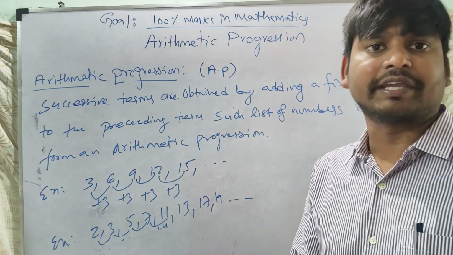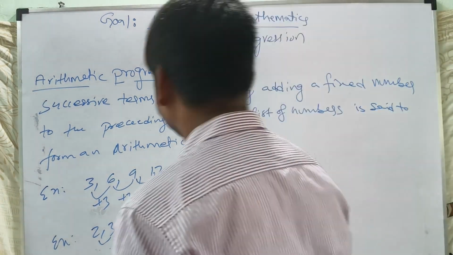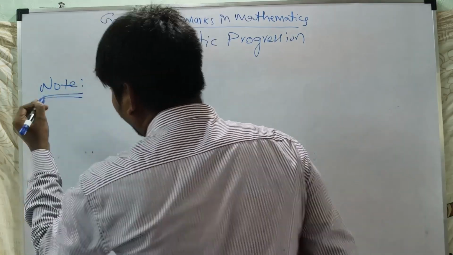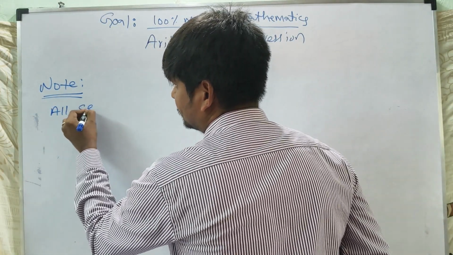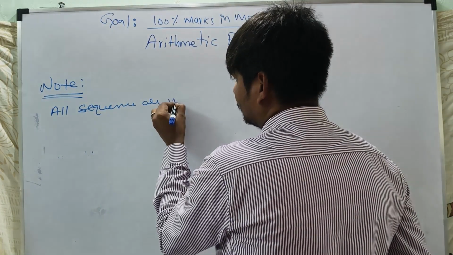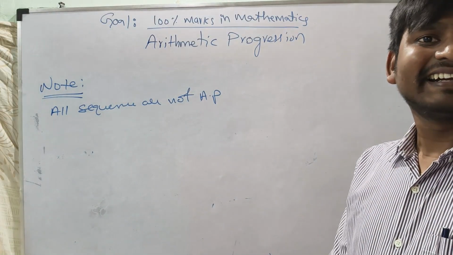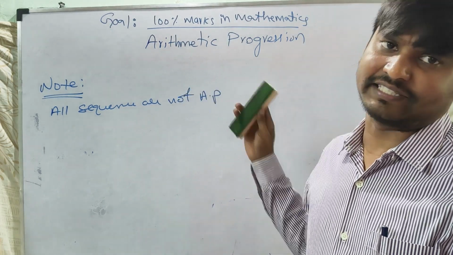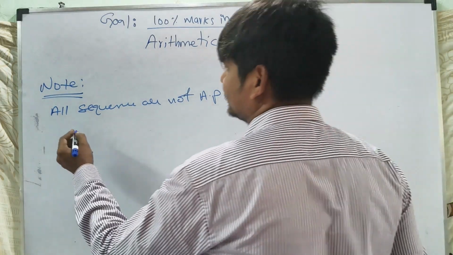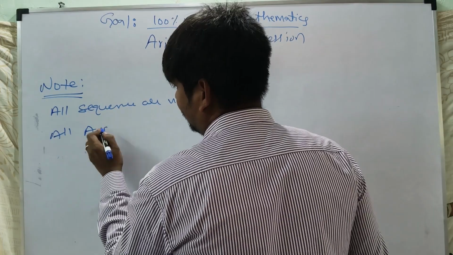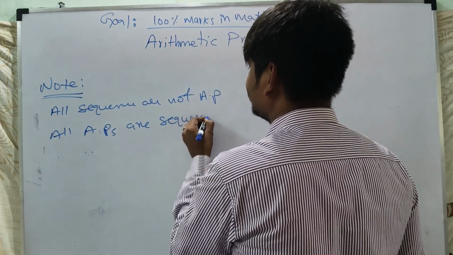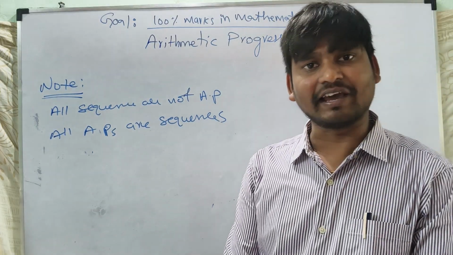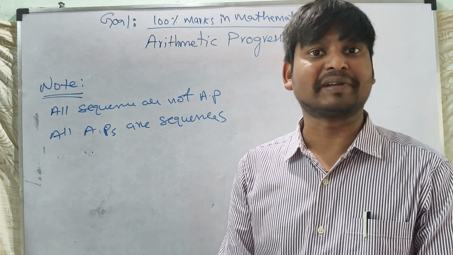So from this, what can we derive? I will give one note for you, all of you note that. The note is: all sequences are not AP, but all APs are sequences. Why? Because if it is in the form of adding a fixed term to the previous term to get the succeeding term, only in that way will you get an arithmetic progression. So we can say all APs are sequences. All sequences are not AP, but all APs are sequences. Clear, all of you? Concept learning is very important.